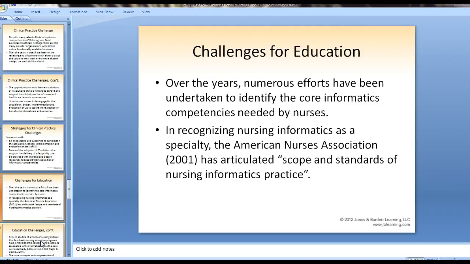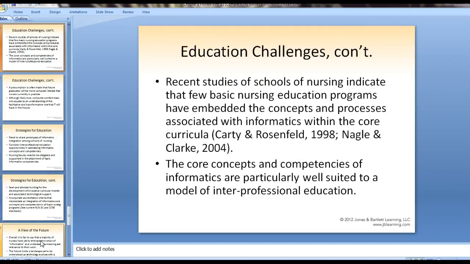So what are some challenges for education? Over the years, numerous efforts have been undertaken to identify the core informatics competencies needed by nurses. In recognizing nursing informatics as a specialty, the ANA has articulated the scope and standards of nursing informatics practice.